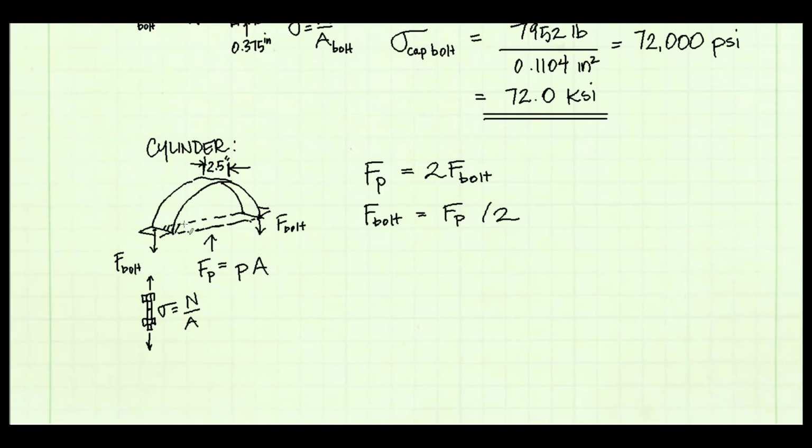The area that the pressure is acting on is this rectangular area of our free body diagram, shown with the hatched lines. That area is a rectangle with a width of 2.5 inches and a length equal to the inner diameter of the tank, 30 inches.